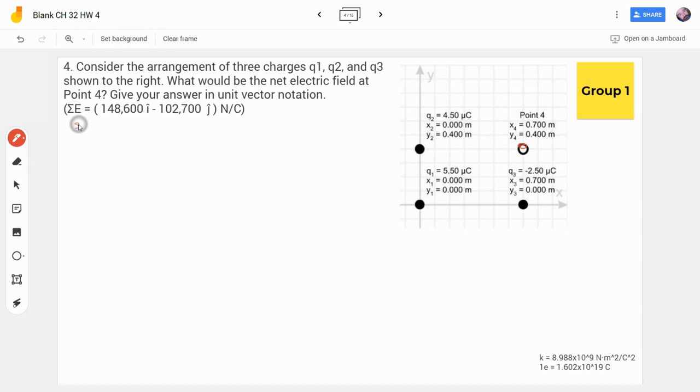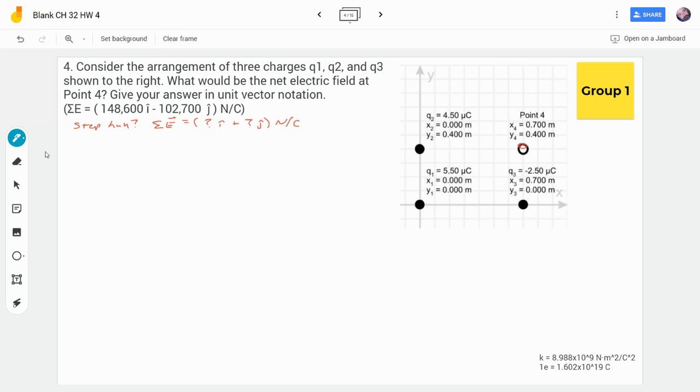So let's start with step one, always a good place to start. What are we looking for? We're looking for the electric field at point 4, which is going to be the sum of the electric fields. So I wrote it as sigma E, that's a sigma. Sigma E is equal to, and we have to give it in unit vector notation, so it's going to be question mark i hat plus question mark j hat, and the units for electric field are newtons per coulomb.